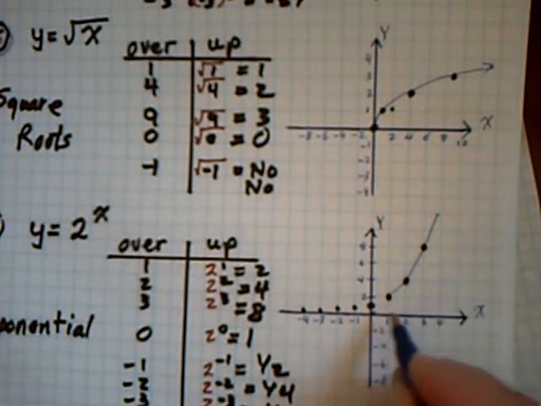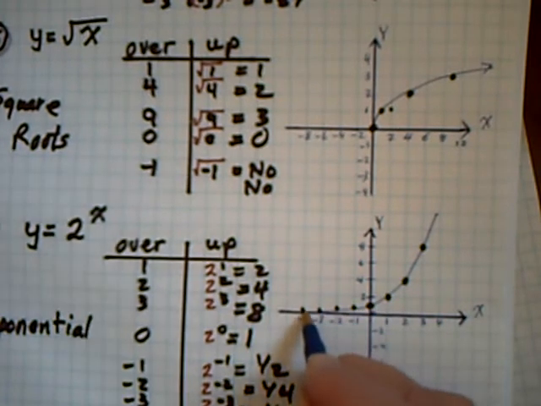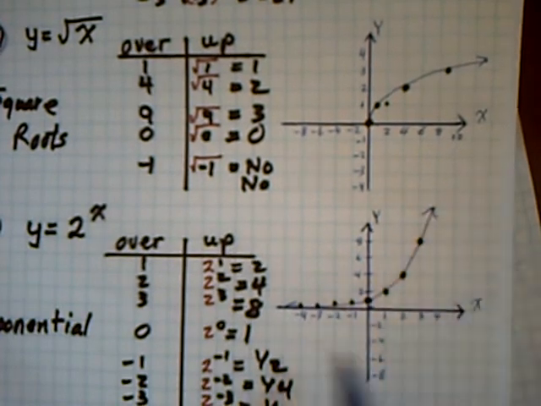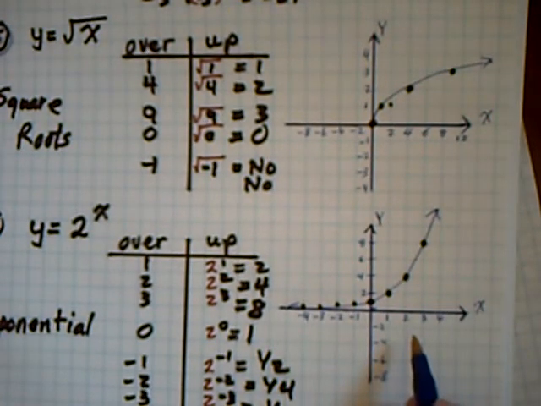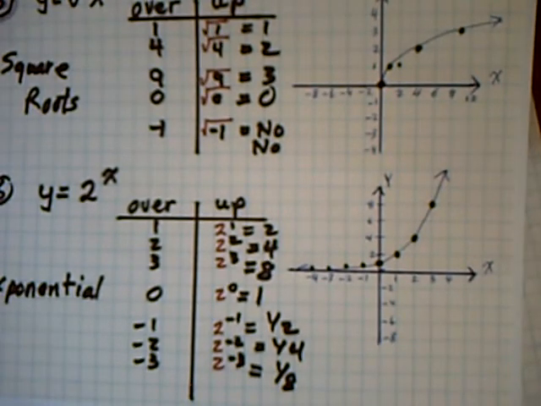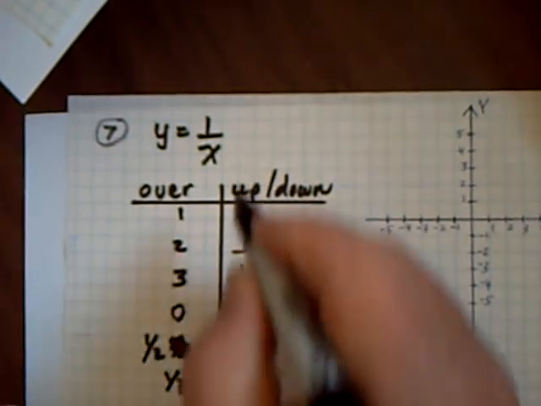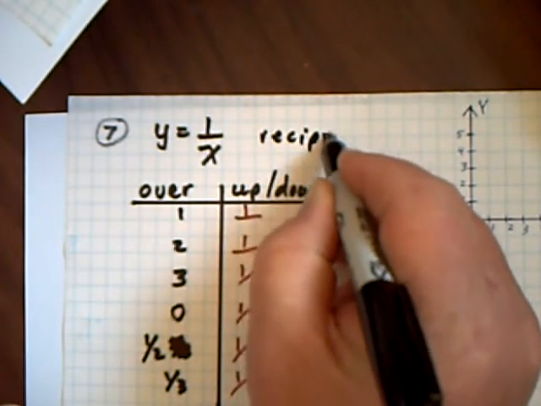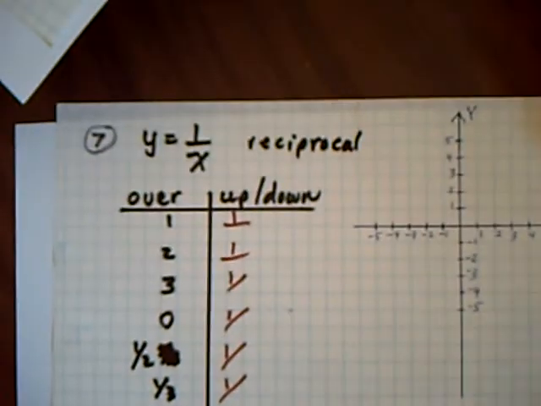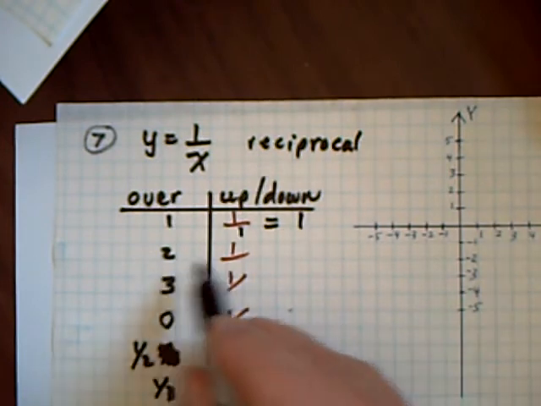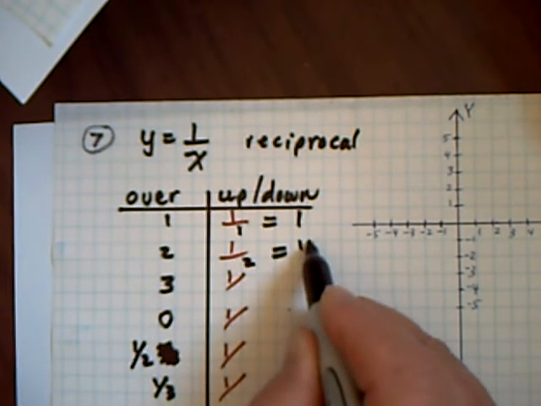It comes through here, it cuts through one above my starting point, and then it gets closer and closer to this line here, but never touches. We call that an asymptote. Okay. Now the last graph to look at. This is y equals 1 over x, and this is called a reciprocal. If I go over 1, I'm going to go up 1 over 1. If I go over the right 2, I'm going to go up 1 over 2, which is a half.